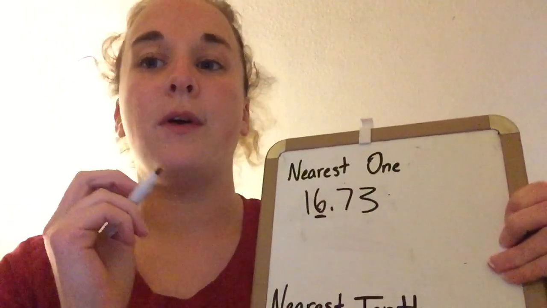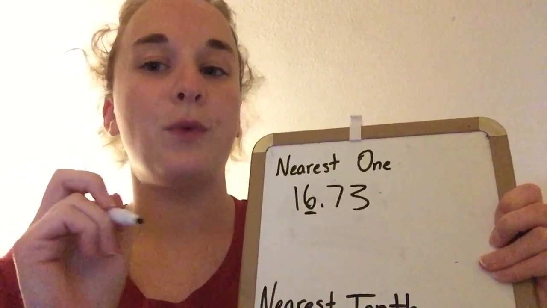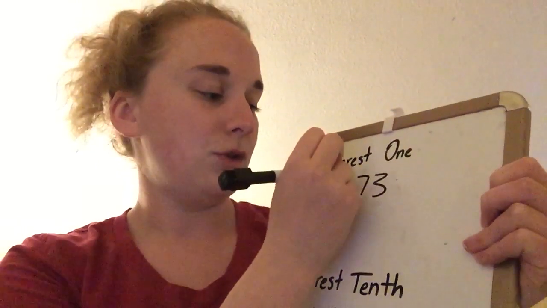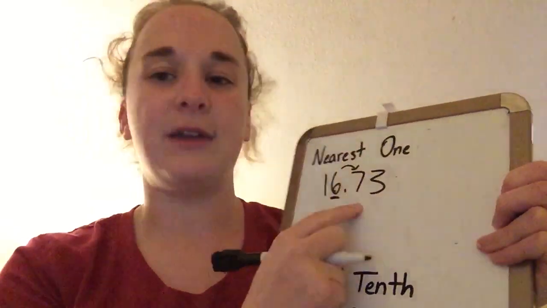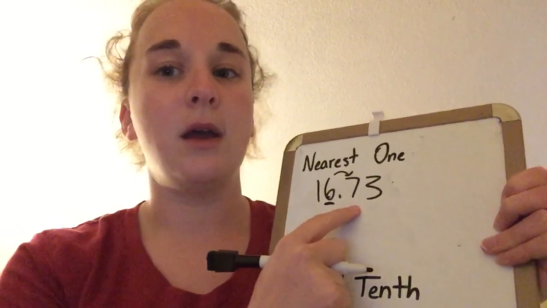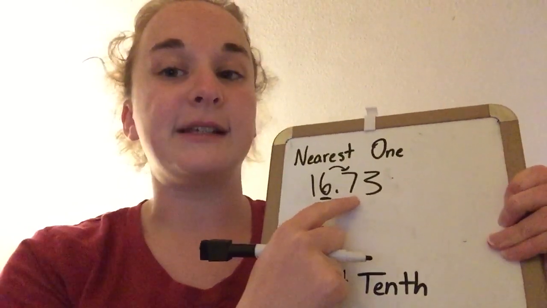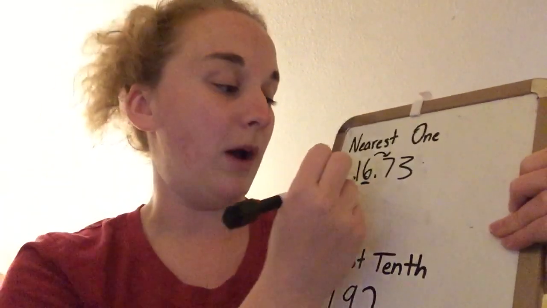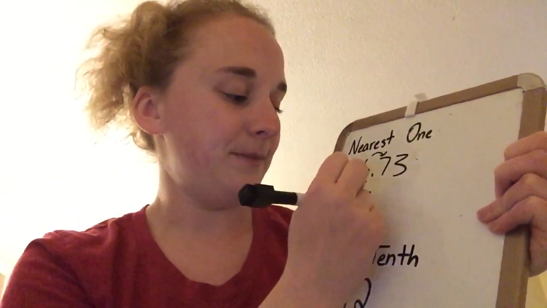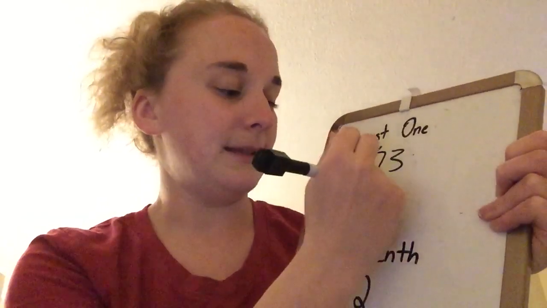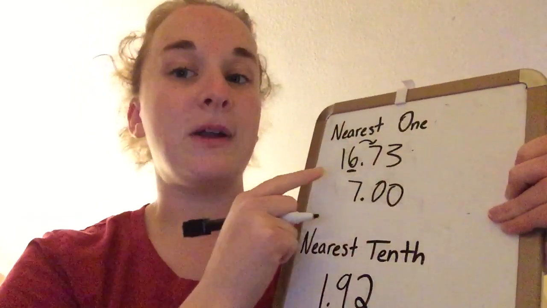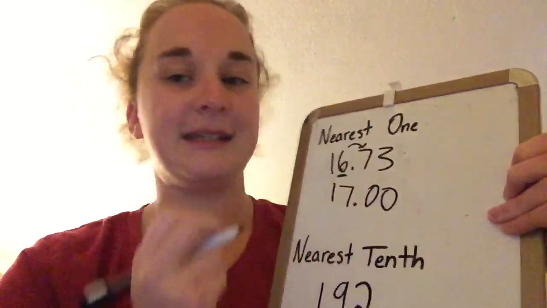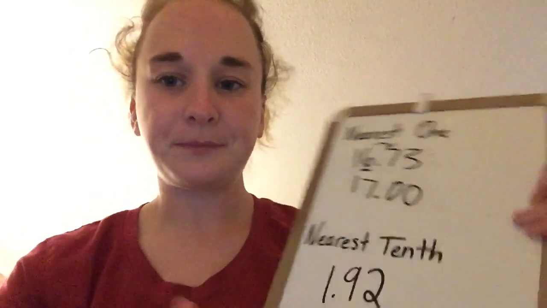Once again, my rule, 5 or more, let it soar. 4 or less, let it rest. But I have to look at my number to the right. So I'm going to be looking at my 7. I'm going to think, is this 5 or more or 4 or less? This is 5 or more. So the 6 is going to soar up 1. So it becomes a 7. And the numbers to the right become zeros. And remember, the numbers to the left stay the same. So it becomes 17. Okay?